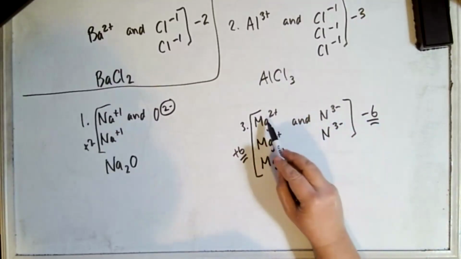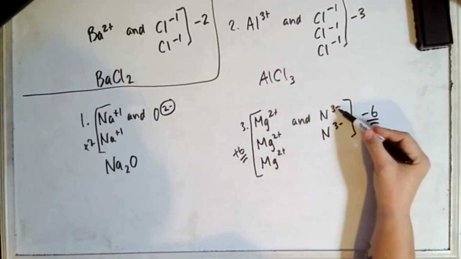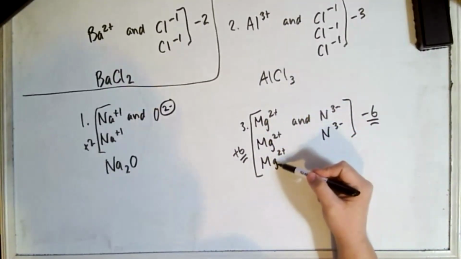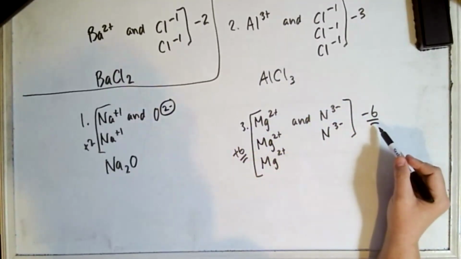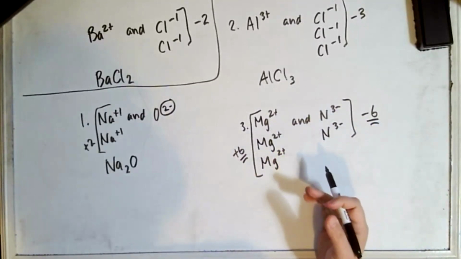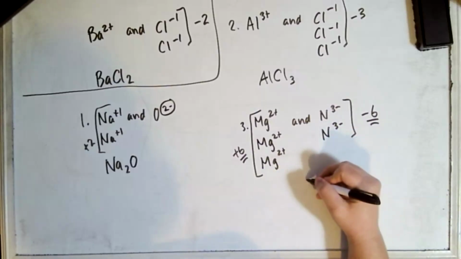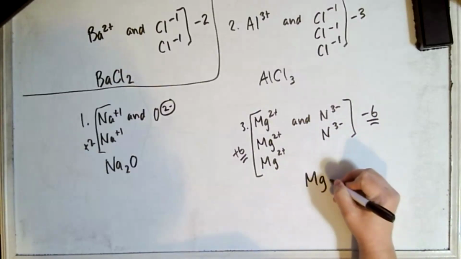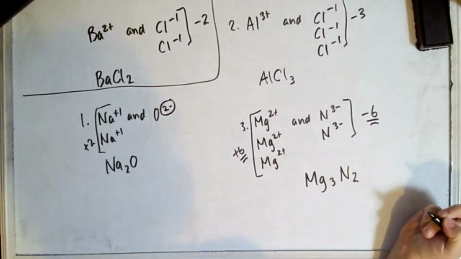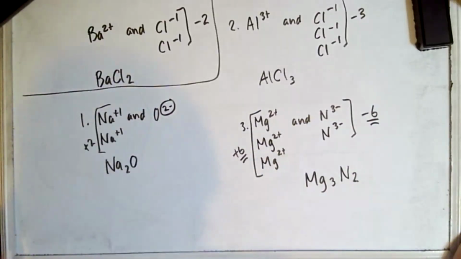There's no other way to make +2 and -3 equal to each other. We need to have 2 of the nitride ions and 3 of the magnesium ions to get that common number between them. And then when we write the formula for this, our formula is just going to reflect exactly how many of each ion that we have. So magnesium is going to get a subscript of 3, and nitrogen is going to get a subscript of 2. Okay.